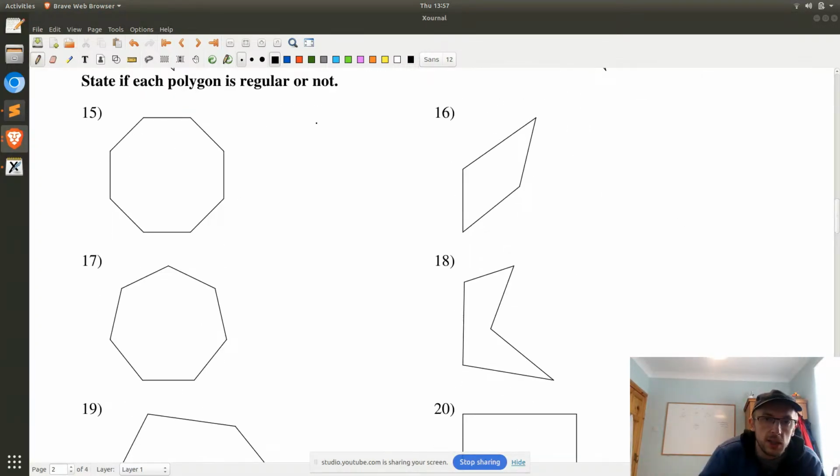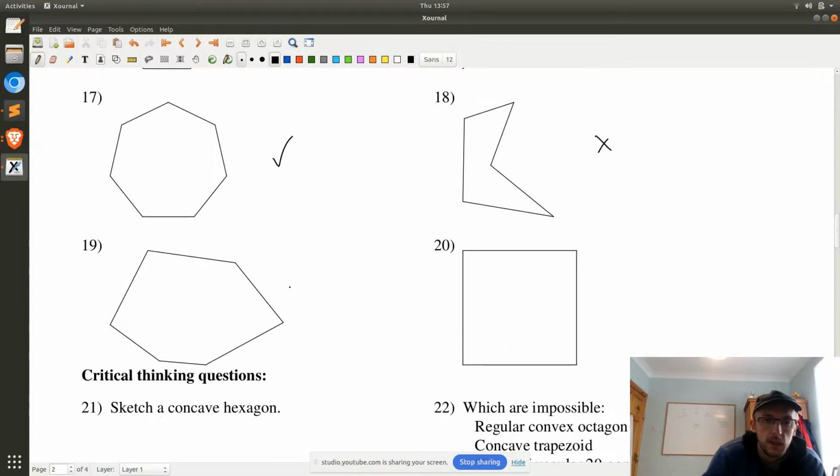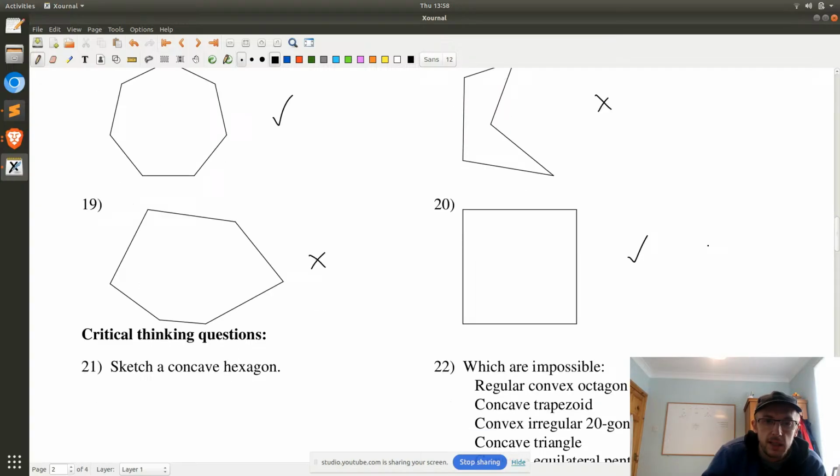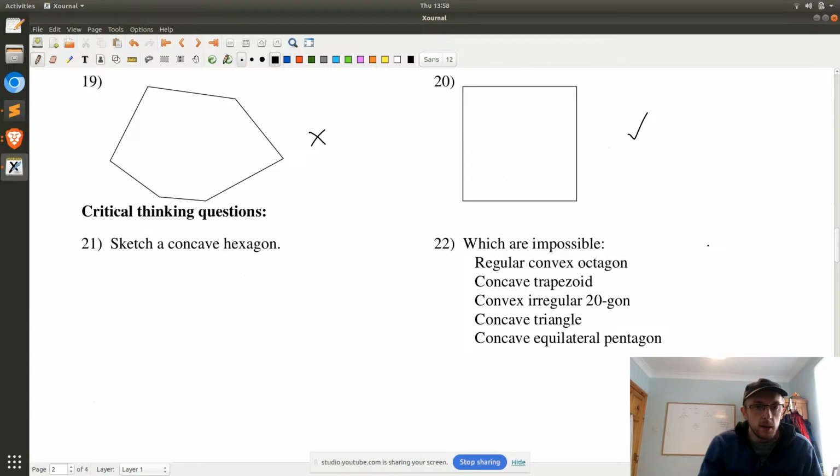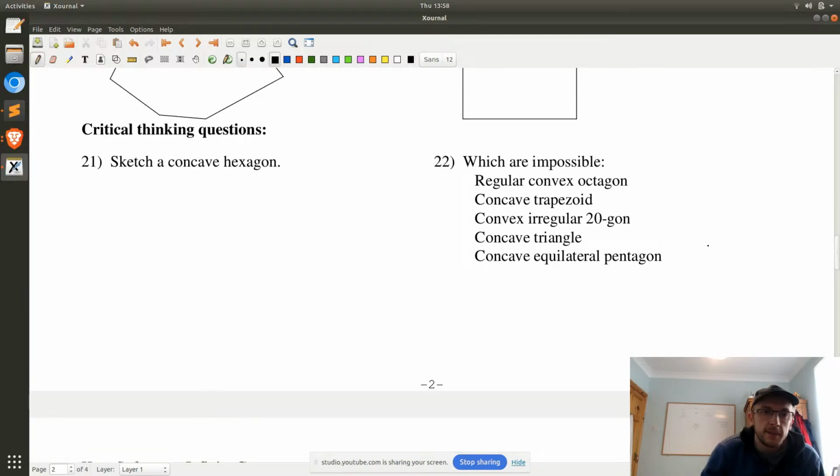Now state if each is regular or not. So I'm going to do a tick for regular and a cross for not. So that's regular, irregular, regular, irregular, irregular, and regular. And the way that you would actually establish and verify that is using a ruler and a protractor. But here I'm just going sort of by eye.